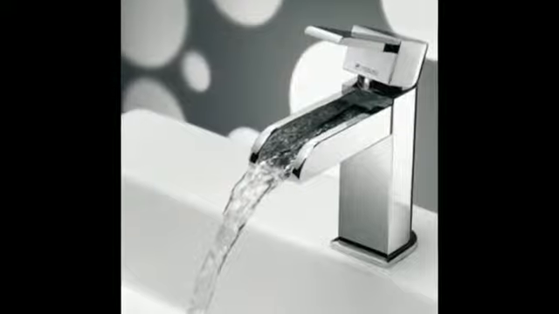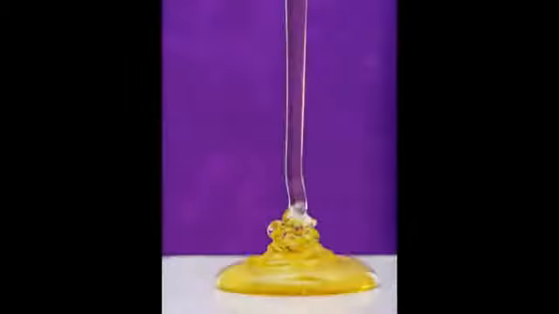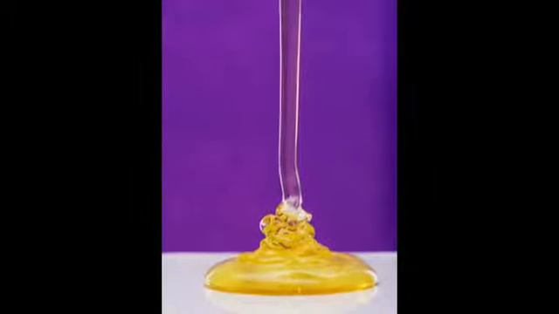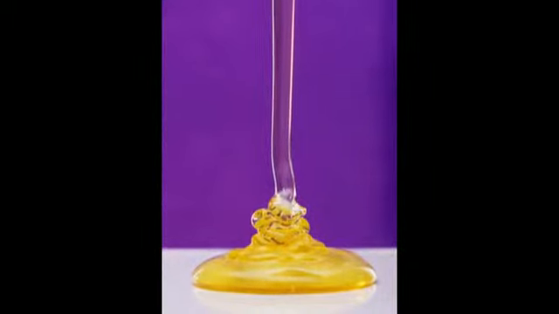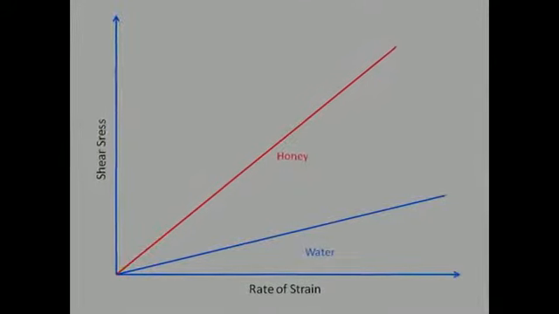Water has a very low viscosity and thus has little resistance to stress and flows freely. Honey, another fluid exhibiting Newtonian flow, has a much higher viscosity and therefore higher resistance to stress. This can be observed since honey flows at a lower velocity than water given the same shear stress.